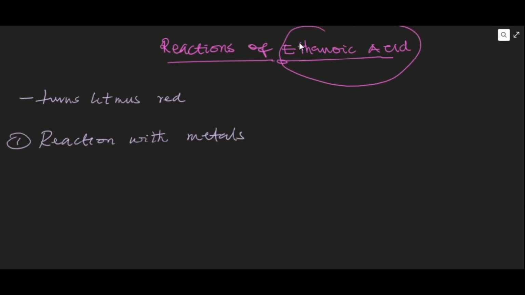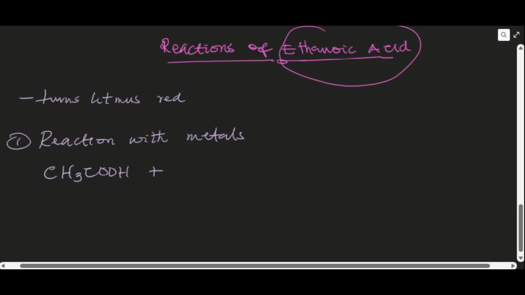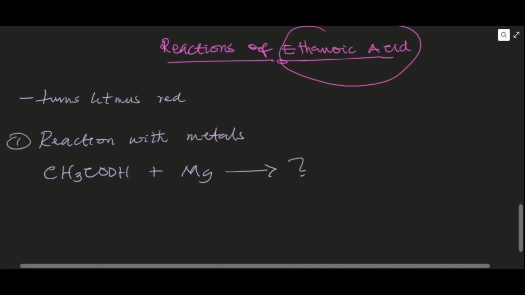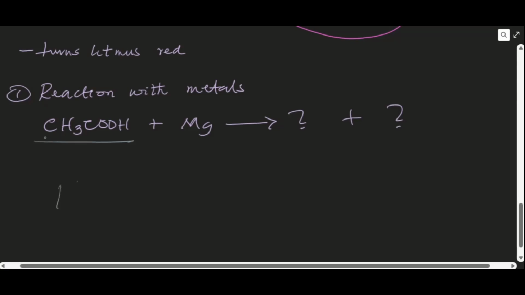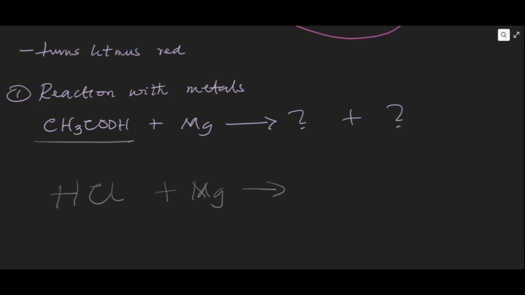So the metal we are using in this reaction is magnesium. So ethanoic acid reacts with magnesium to give us something and something. I don't want you to memorize the products. You can just build it yourself. So here we use ethanoic acid, and it's an acid. So let's use hydrochloric acid, what we are familiar with. If hydrochloric acid reacts with magnesium metal, we are going to get magnesium chloride, MgCl2, plus hydrogen gas.